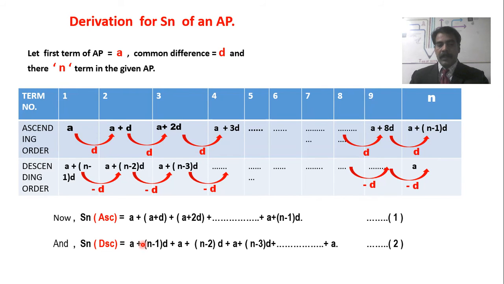descending order. Now, again we will go to the descending part. The first term is A plus n minus 1 into D, the second term is A plus n minus 2 into D, the third term is A plus n minus 3 into D, and so on, and the last term is A. So, this is equation number 2 or statement number 2. Now, we have to add these two statements as we have done in the previous case.